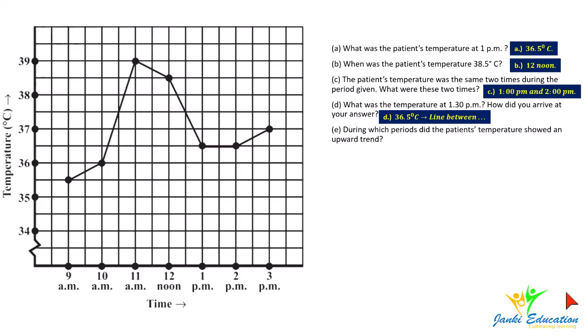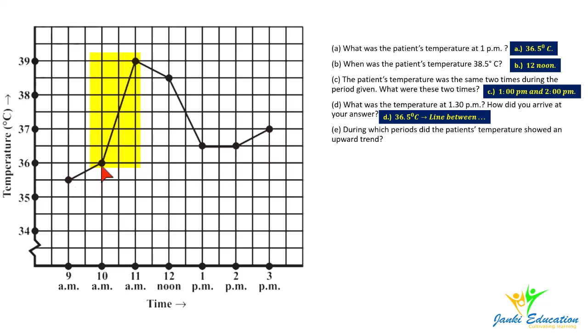Now coming to the last question, E. During which periods did the patient's temperature show an upward trend? That means between which two times the temperature has risen. So here you can see first it is going upward. It seems like it has shot up. Second, from here to here also it is going up. And third, from here to here it is going up.